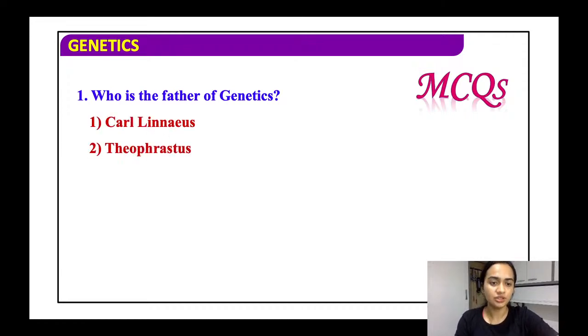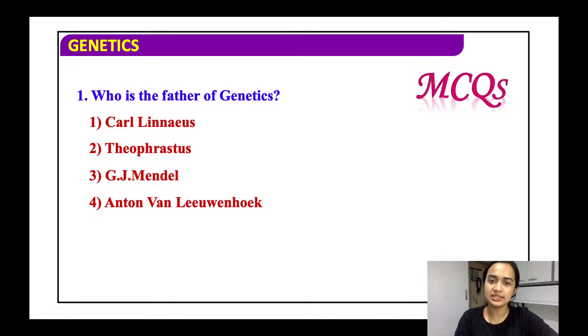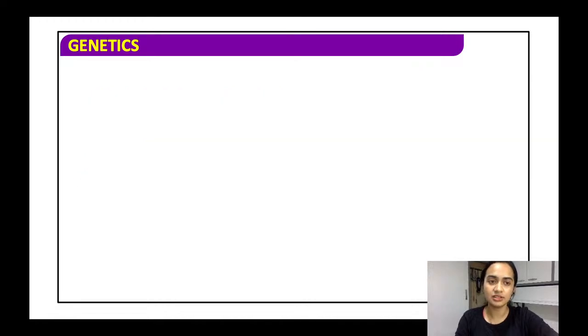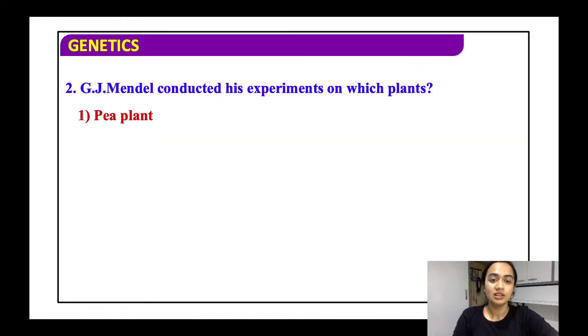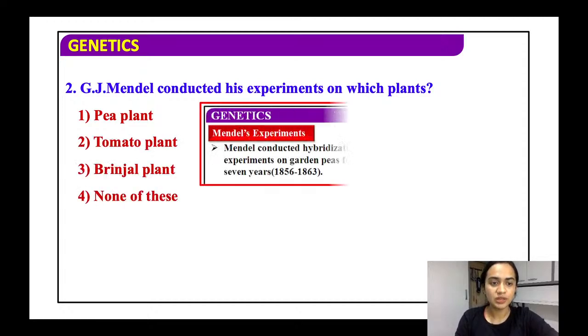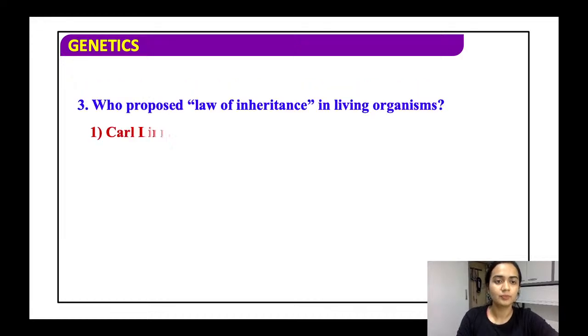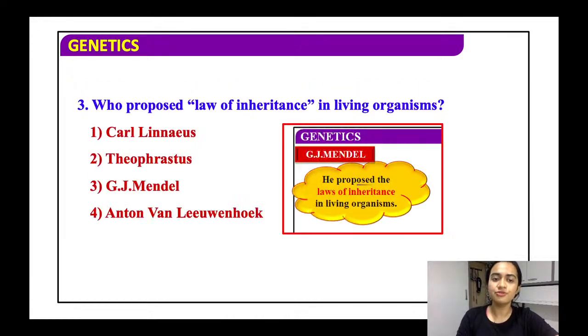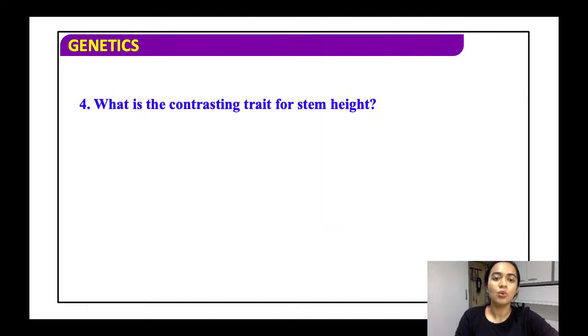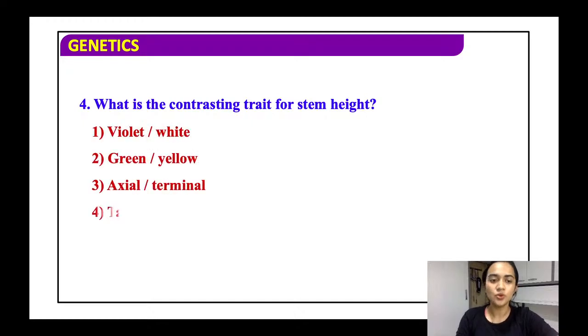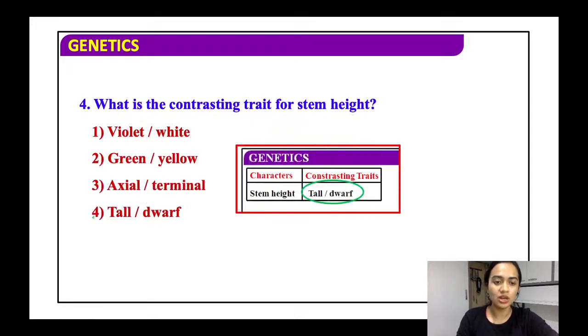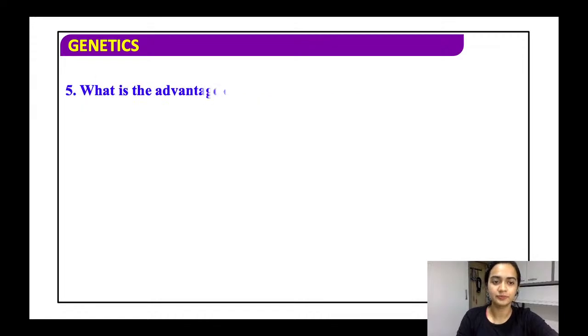Who is the father of genetics? It is, as we discussed, Sir Gregor Mendel. Mendel conducted his experiments on which plant? It is the pea plant or the garden pea. Who proposed the law of inheritance? It is again Sir Gregor Mendel. What is the contrasting trait for stem height? The most discussed example, the tall and the dwarf one.